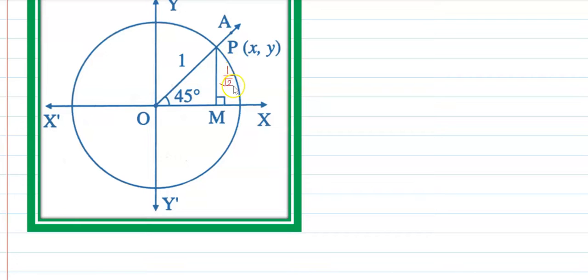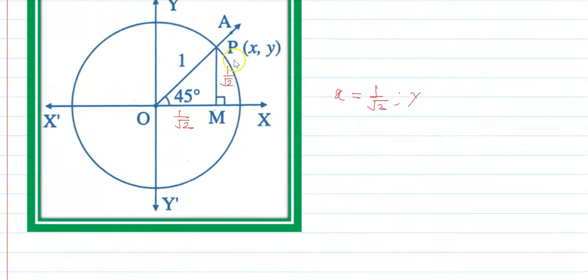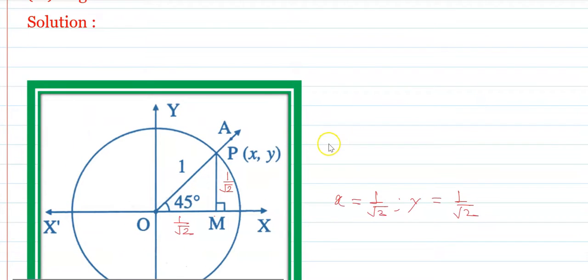That is therefore the length of the sides PM is equal to 1 by root 2, and OM is also 1 upon root 2. Okay. And therefore OM is equal to x. The value of x is equal to 1 upon root 2. And what about the value of y? Y is PM, and that is equal to 1 upon root 2. Okay. The value of r is 1. And using this we can find out all the values.